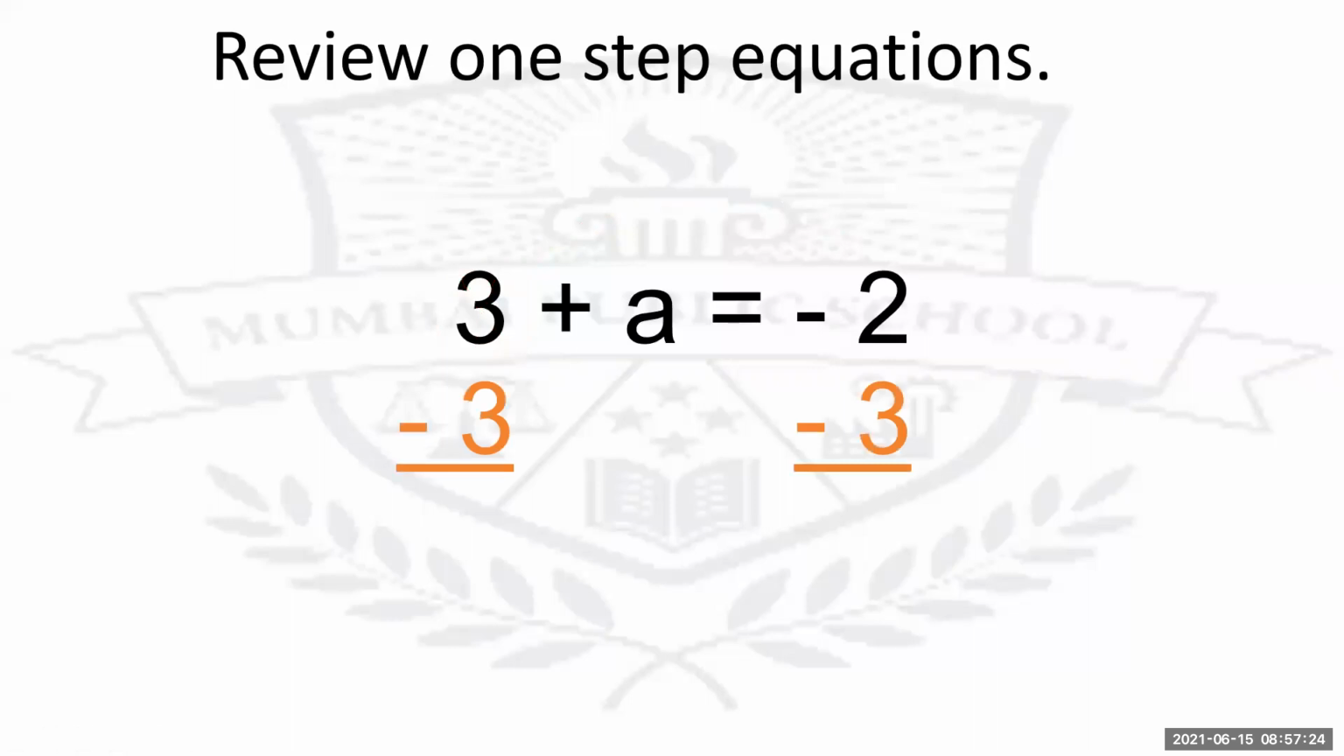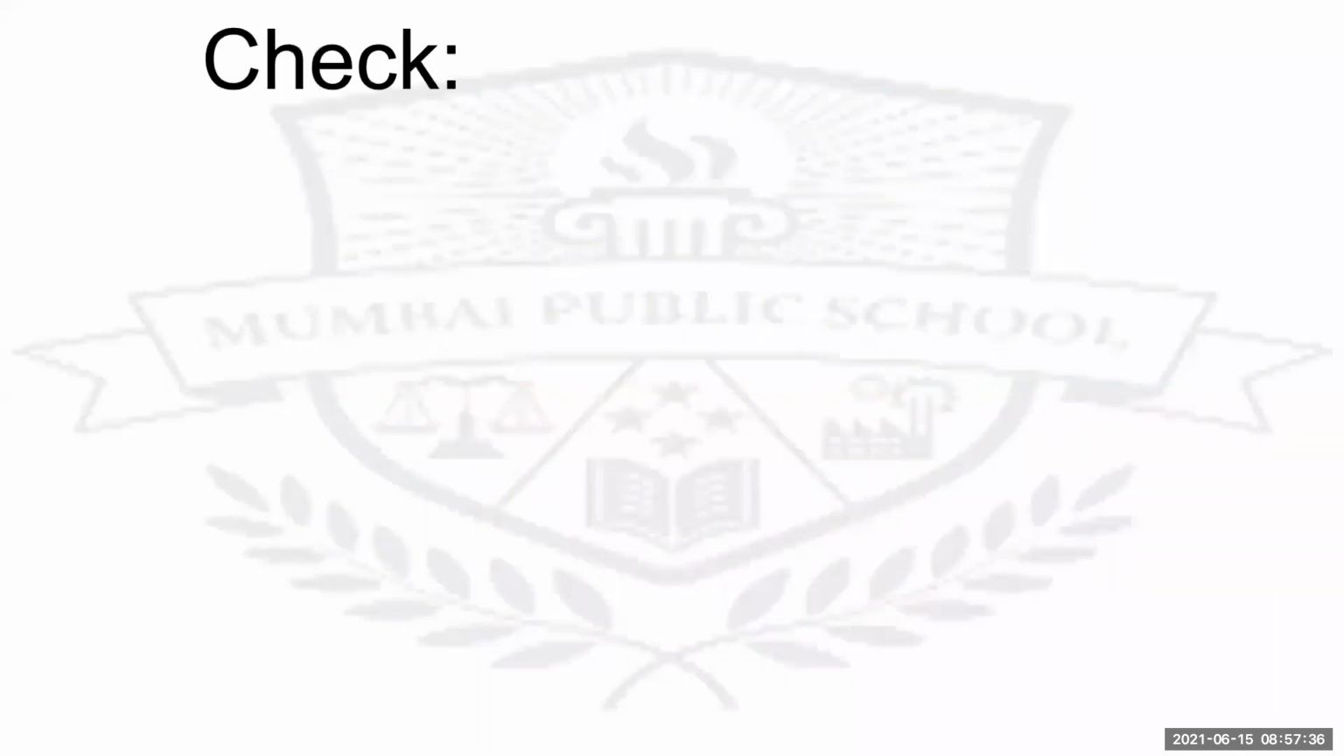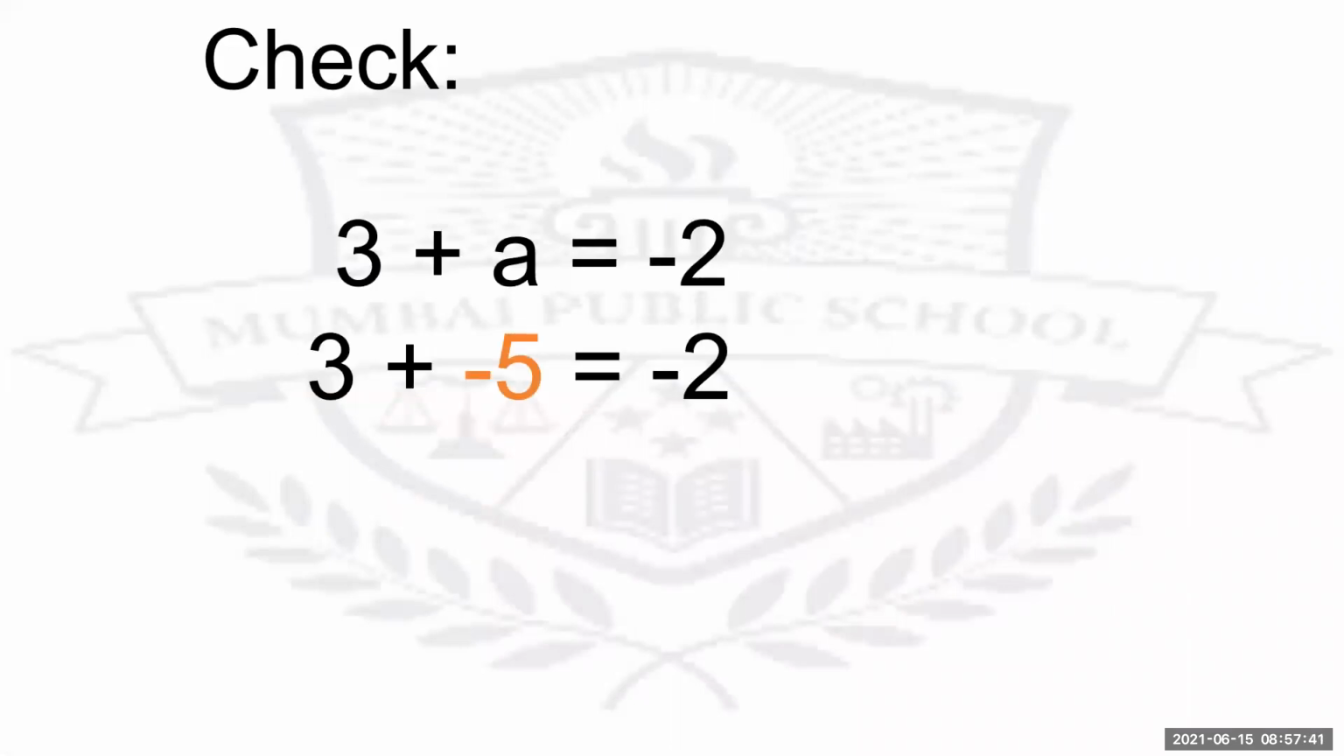By adding minus 3 on both these sides, you'll get the value of a as minus 5, because minus 2 minus 3 will give you minus 5. You'll just check by substituting the value of a, whatever you have got. We substitute the value of a as minus 5. So is your left hand side equals to right hand side? Yes, that means it's true.